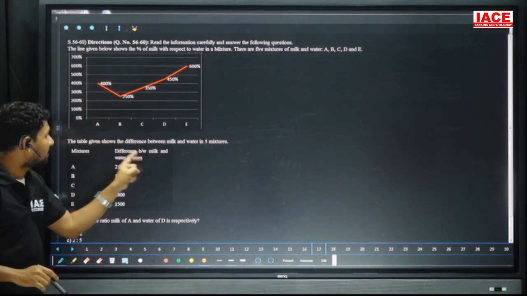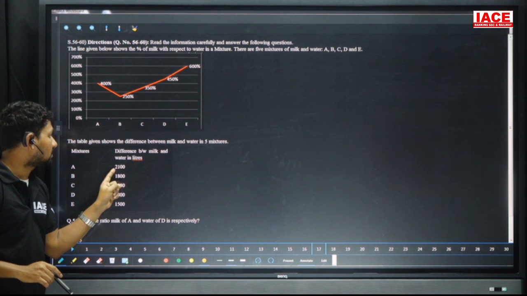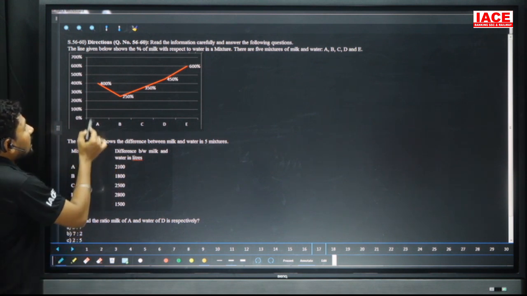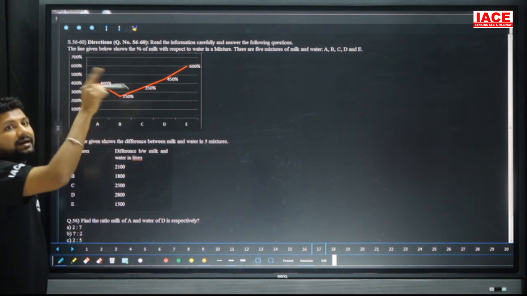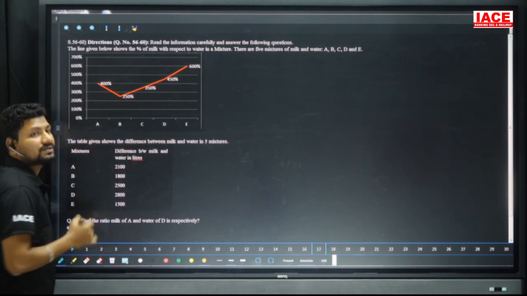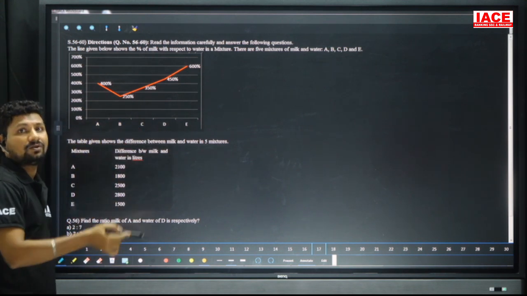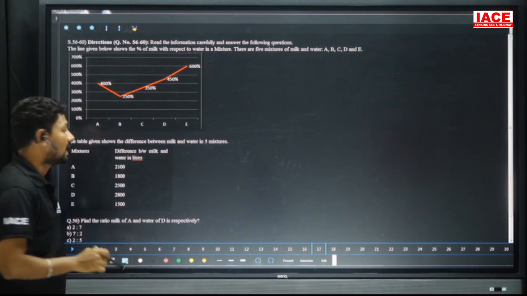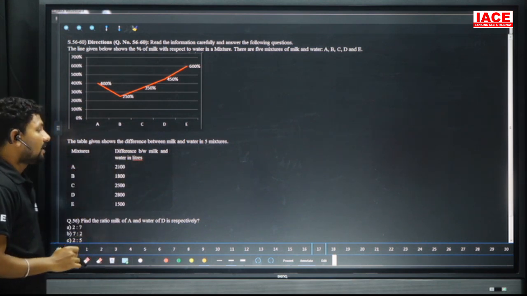And here the difference between milk and water in liters is 2100. For example, in A, 400 percent milk, 100 percent water. The difference is 300 percent. The 300 percent is equal to 2100. If you want to calculate the total mixture, 500 percent, we should calculate for mixture A. Okay, now go for the question.